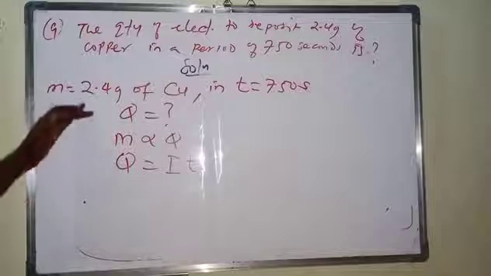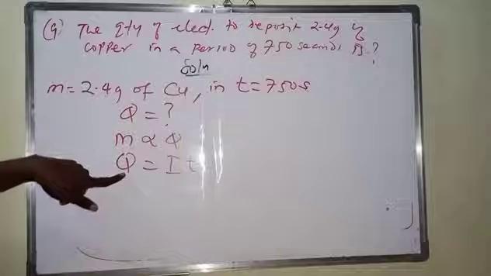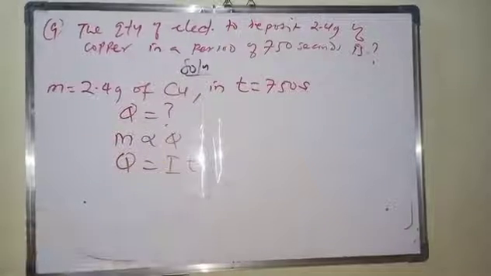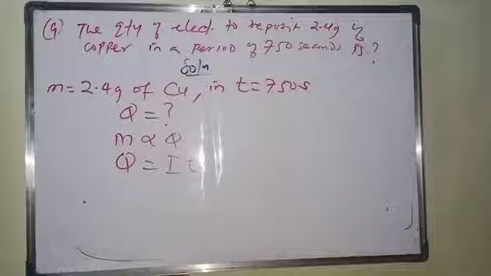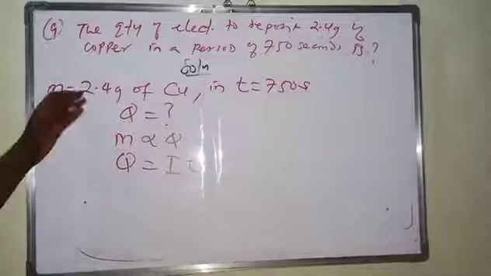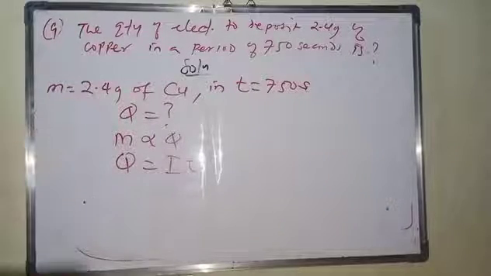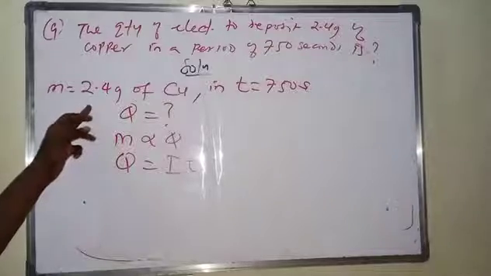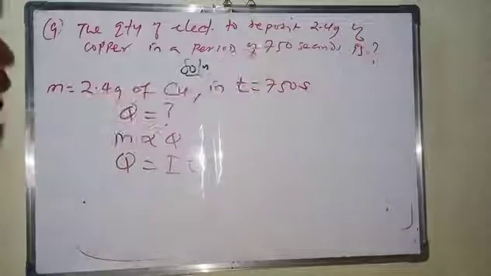So if this is the case, we have to find the Q. The current we don't know, the time we know. So the question now is, how do we find the current? The information given to us is just the mass and the time. Then how do we go about this very question, using the mass and the second?